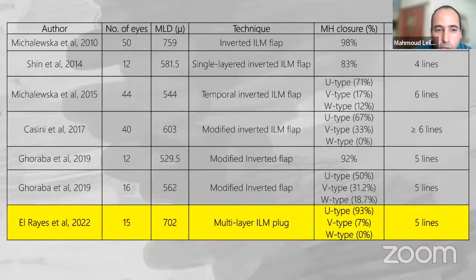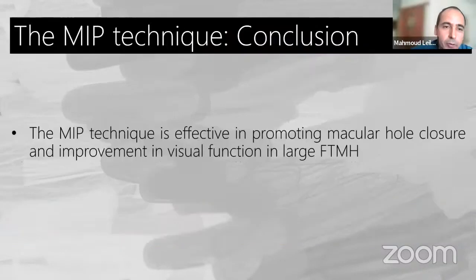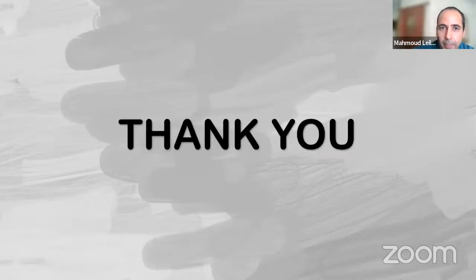In comparison to the literature, we had a mean hole diameter of 700 microns, 93% U-type closure with 0 flat open configuration, and an improvement of 5 lines of vision. So accordingly, we recommend the MEP technique as effective in promoting macular hole closure and improvement in visual function in this category of holes. Thank you very much for your kind attention.